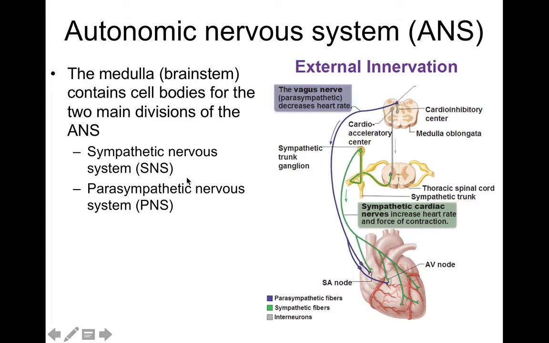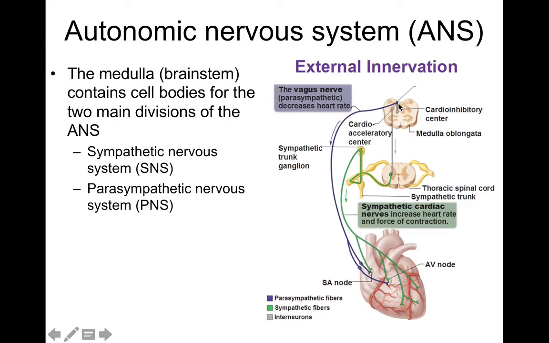And both the parasympathetic nervous system and the sympathetic nervous system innervate a whole range of different tissues and organs throughout the body. We're just going to be talking about their influence on the heart in this lecture. Just be aware that they do regulate a lot of other things as well. You can see here, parasympathetic nervous system mainly innervates the heart through the vagus nerve, and it decreases heart rate. We'll talk more about how it works on the heart in later lectures.